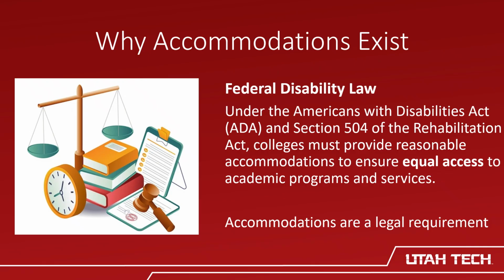Accommodations exist because of federal disability law. The two primary laws that guide our work are the Americans with Disabilities Act and Section 504 of the Rehabilitation Act. These laws require colleges and universities to provide reasonable accommodations so students with disabilities have equal access to education. A key point to remember is that accommodations are not optional. They are part of federal civil rights protections. At the same time, accommodations are designed to provide equal access, not to lower academic standards or provide an advantage.